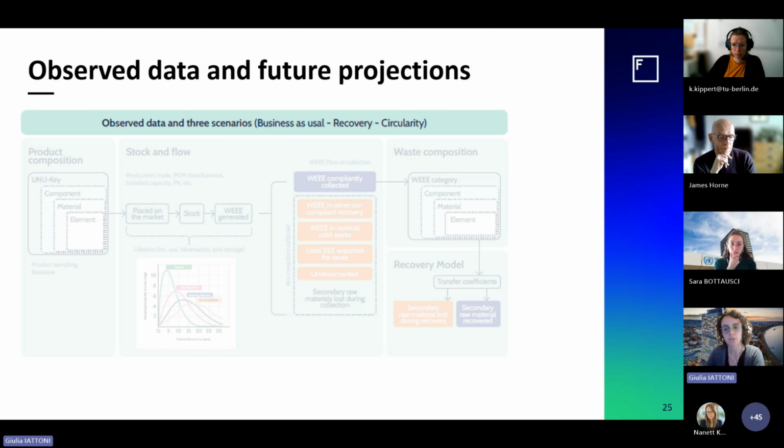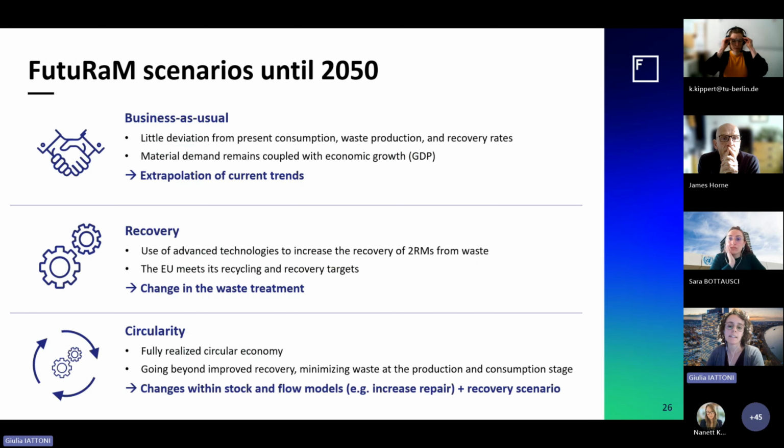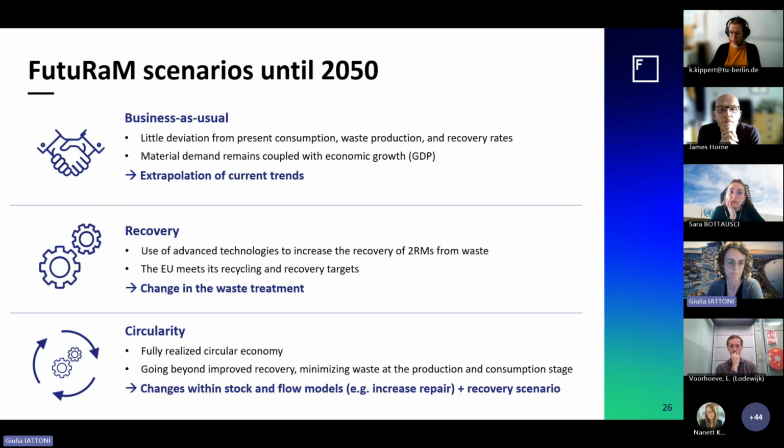Then the entire FutuRaM methodology was applied for 3 different future scenarios because we are looking until 2050. The business as usual scenario, where the current trends are being continued. The recovery scenario, which is characterized by improved waste collection and recycling, and the circularity scenario, which together with improved waste collection and recycling, as in the recovery scenario, also implies reduced consumption, which means less product placed on the market and also less waste generated eventually.